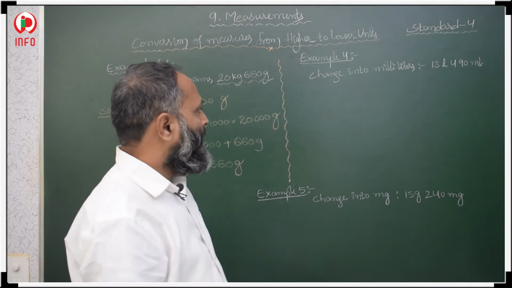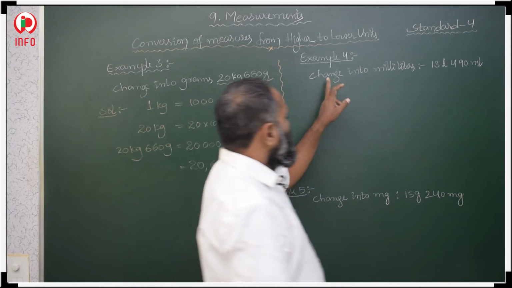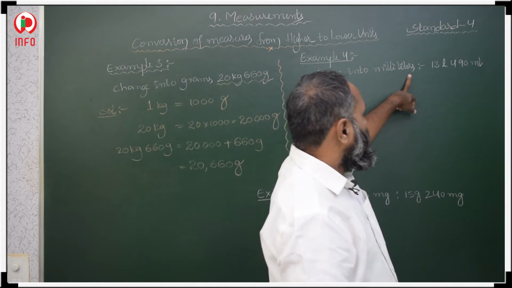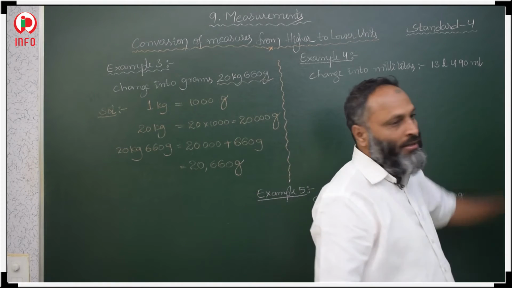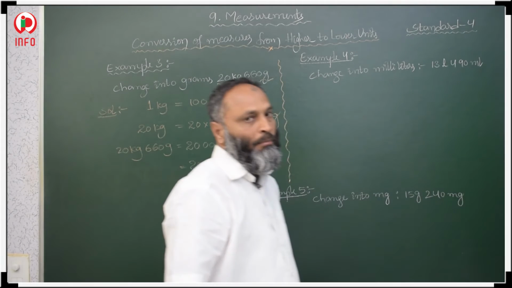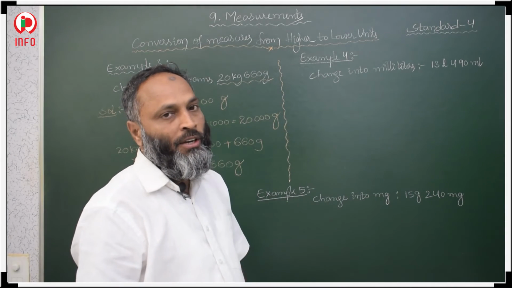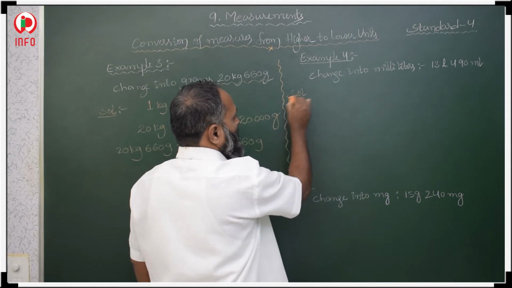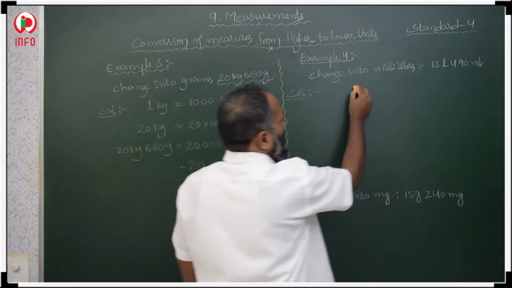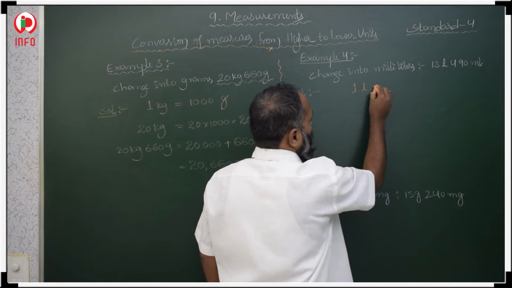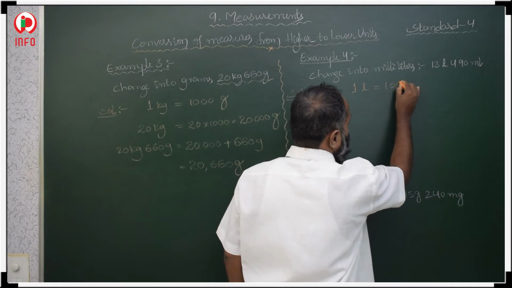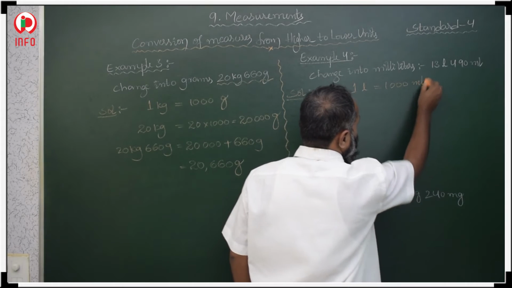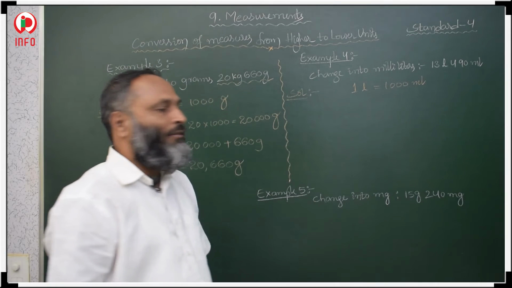Okay. Now here, change into milliliters. So here a liters and milliliters combination is given. So that complete quantity we should convert into milliliters. First the unit quantity, that is 1 liter. 1 liter is how many milliliters? 1000 milliliters. 1000 milliliters make 1 liter.